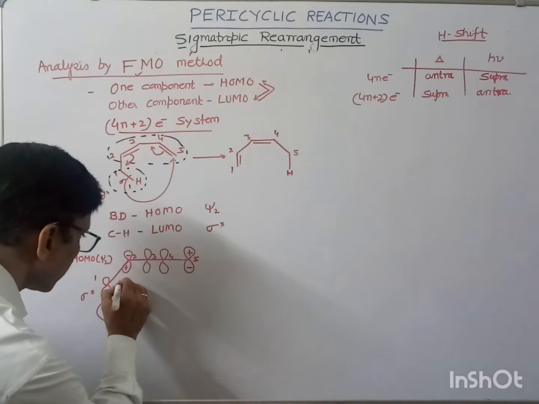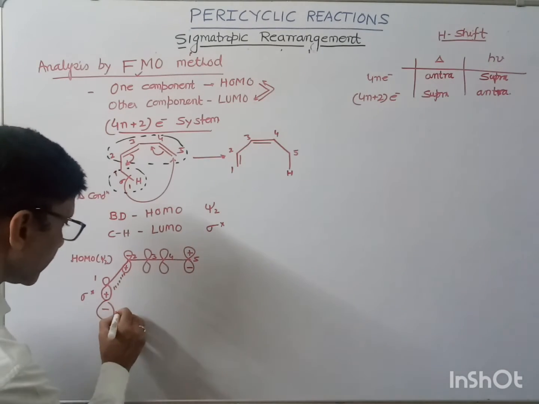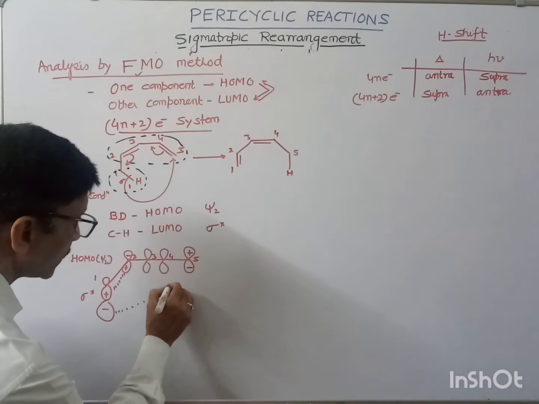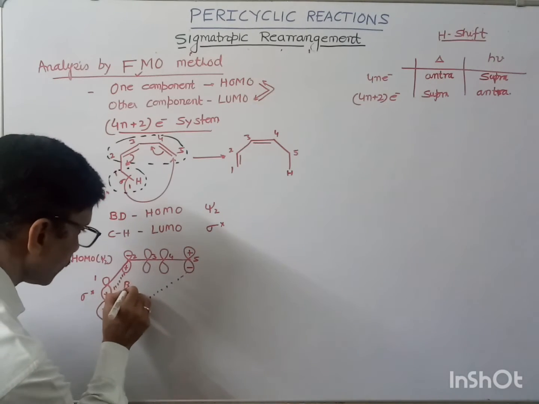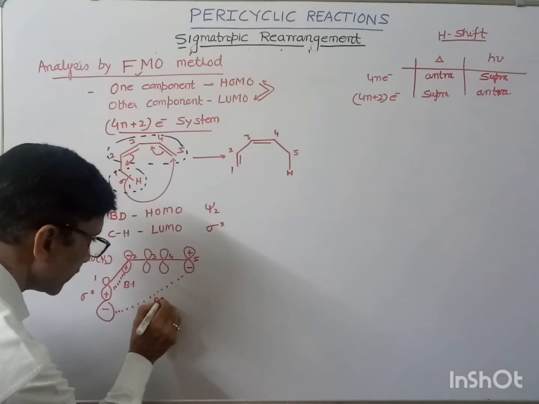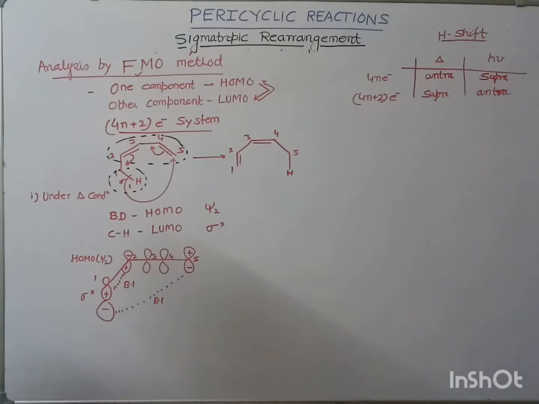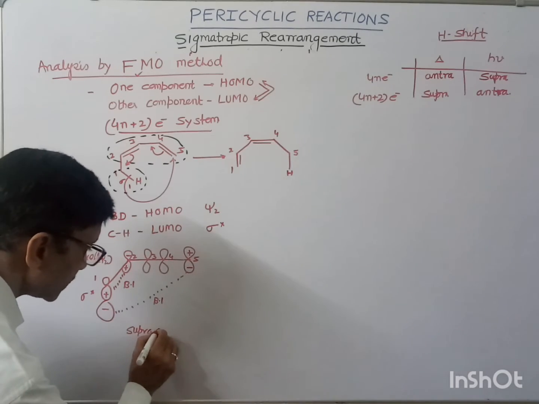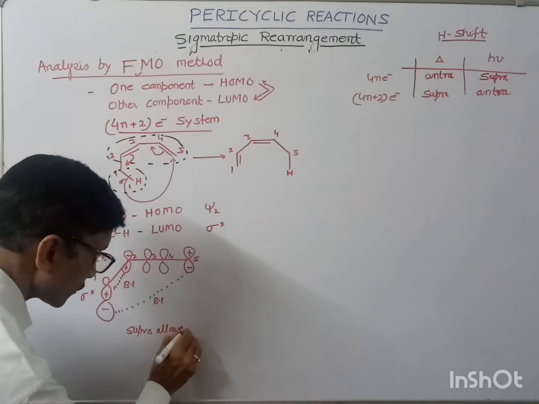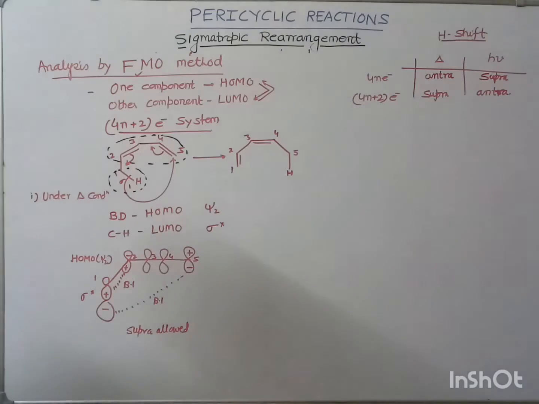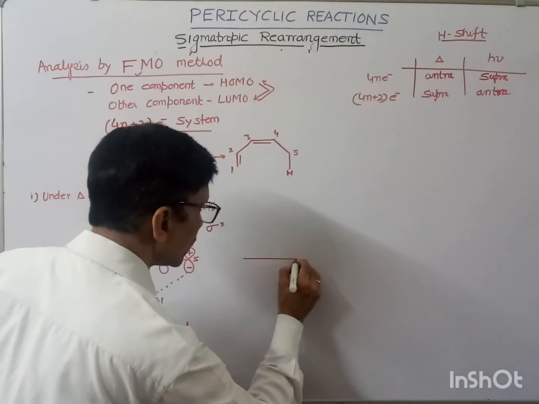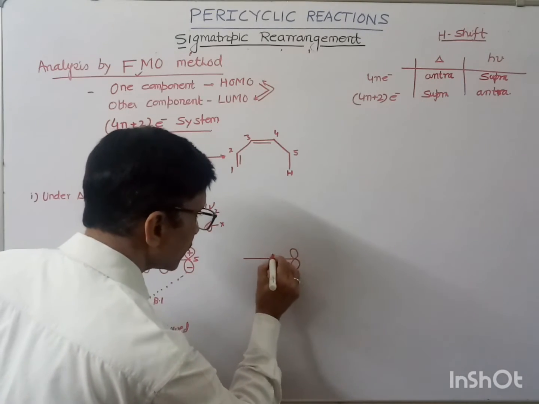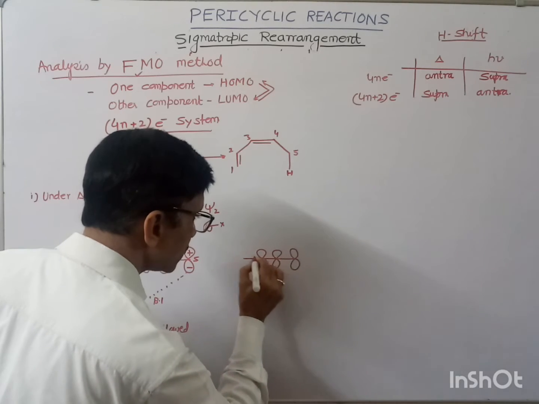So in a suprafacial manner, this interacts with this one, and this interacts with this one, and as you can see here bonding interaction, here also bonding interaction. That's why supra is allowed. Here supra is allowed. Now if you will see for intra, whether intra is allowed? No, intra is not allowed. You can see.